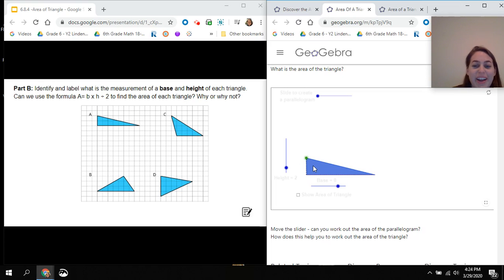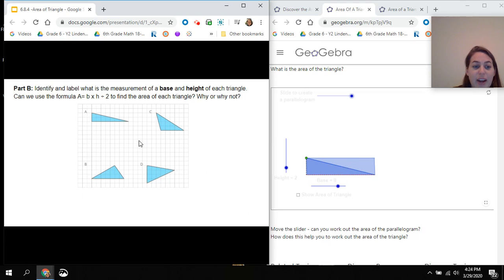This looks like our triangle A. On the top, you can then use the slider to create a parallelogram. You can see the triangle duplicating and rearranging. If you said for A, the height was 2 units and the base was 8 units, you are correct. We're going to pause here so that you can use this tool.